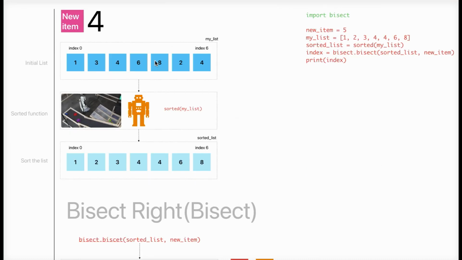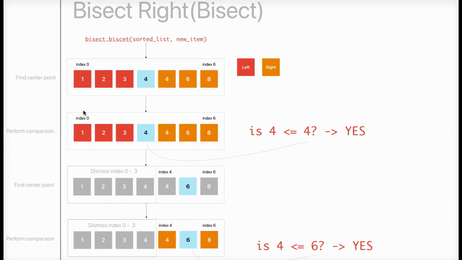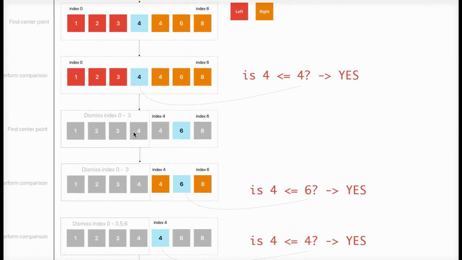Right, we have 4 again. We haven't inserted 4 again. We could have, and it wouldn't have changed anything in terms of how the flow works. I hope you like this sorting robot over here. Let's go over the process one more time. Finding the center, comparing the center to our new item, and now the difference is here. After finding out that 4 is less than or equal to 4, we proceed to the right side of our list, which is 4, 6, and 8.